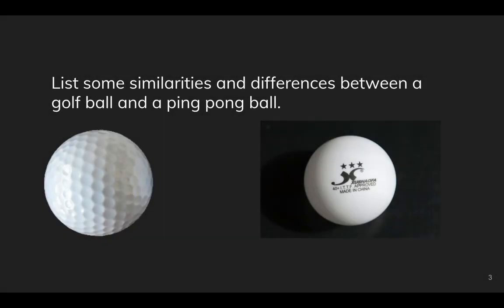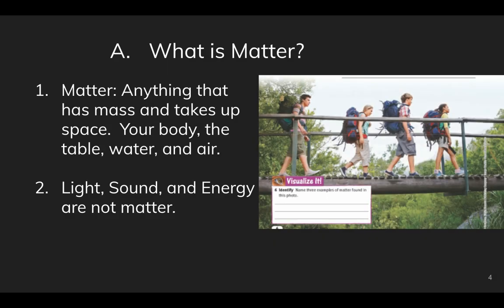All of those things that we just talked about are properties. They're ways that we can describe something, and we're going to get back to that today and in our next lesson. So this part goes with your notes. So what is matter? Matter is anything that has mass and takes up space. Your body, the table, water, and air. So even things that we can't always see, like gases, water vapor, air, things like that, they still have mass and they take up space. Therefore, they are matter. Light, sound, and energy are not matter. Those do not have volume and they don't have mass.